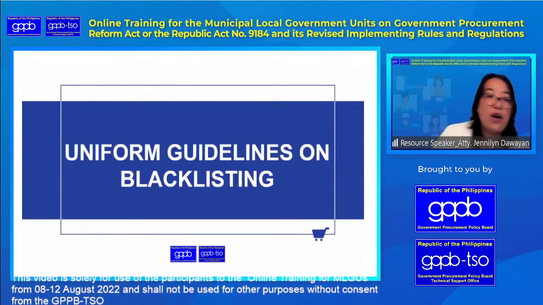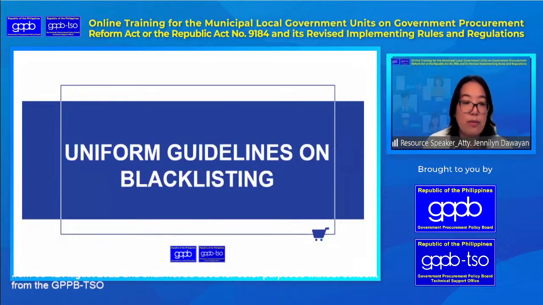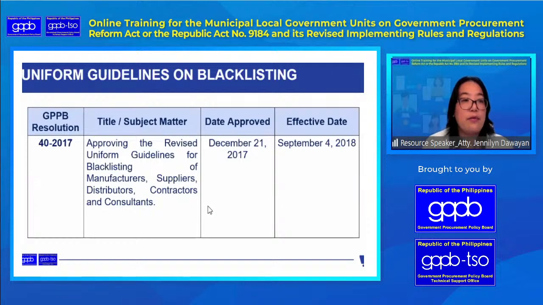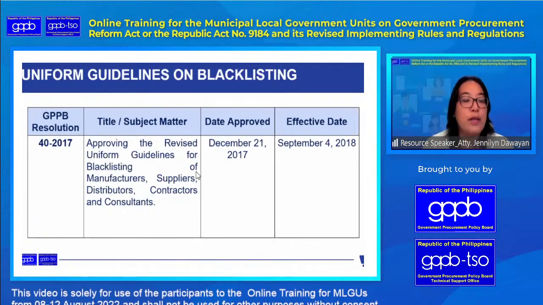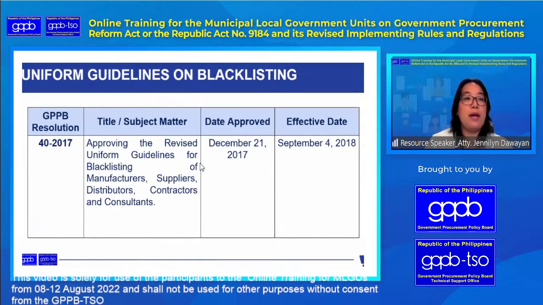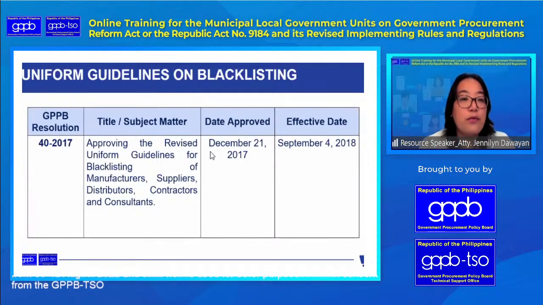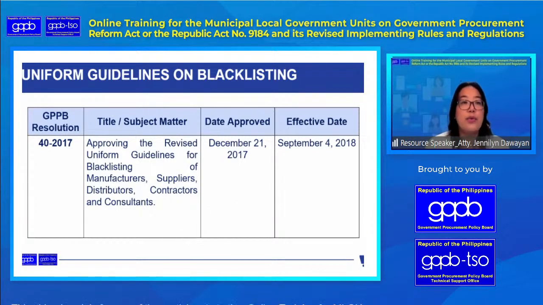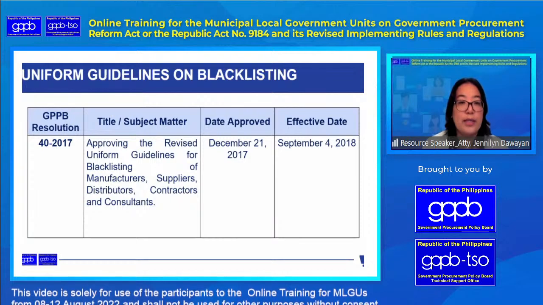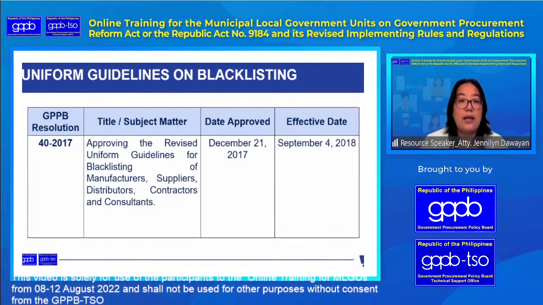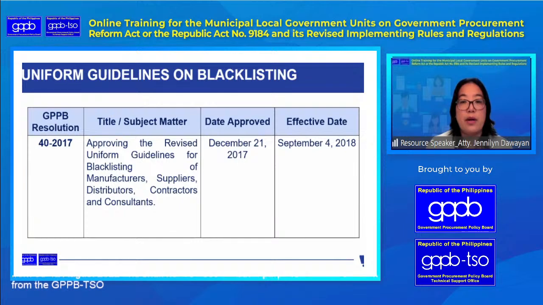So, okay, allow me to discuss the uniform guidelines on blacklisting. This is our last topic already. This is provided under GPPB Resolution 40-2017, in which the GPPB approved the revised uniform guidelines for blacklisting of manufacturers, suppliers, distributors, contractors, and of course, consultants. It was approved on December 21, 2017, and became effective on September 4, 2018, after all the publications were completed.